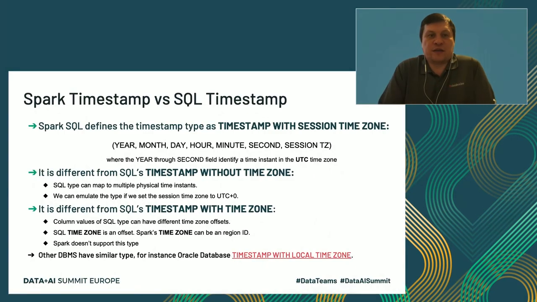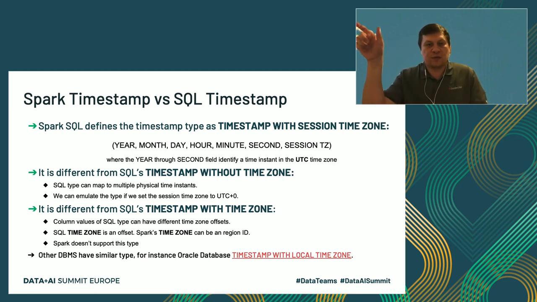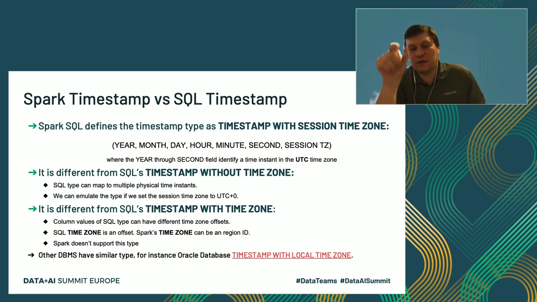So if we compare Spark timestamp with SQL timestamp, what is the difference? Spark's timestamp is basically a timestamp with session time zone. It means you have a column of timestamps and one time zone, which is applied to all values in the column. This is different from SQL timestamp with time zone, because according to the SQL standard, any value in the column can have a different time zone. And it's completely different from timestamp without time zone, because that doesn't have an instant.